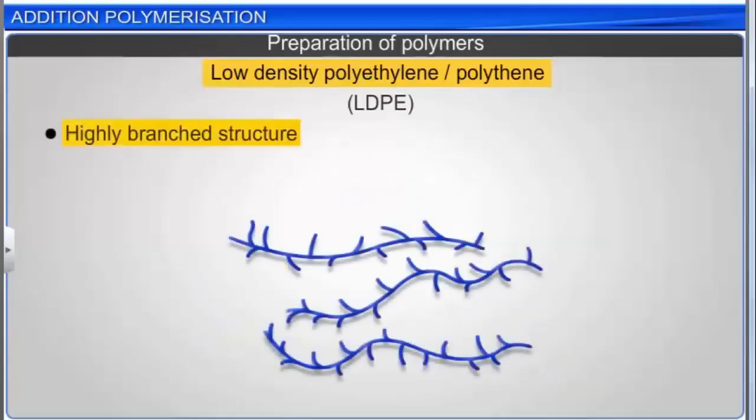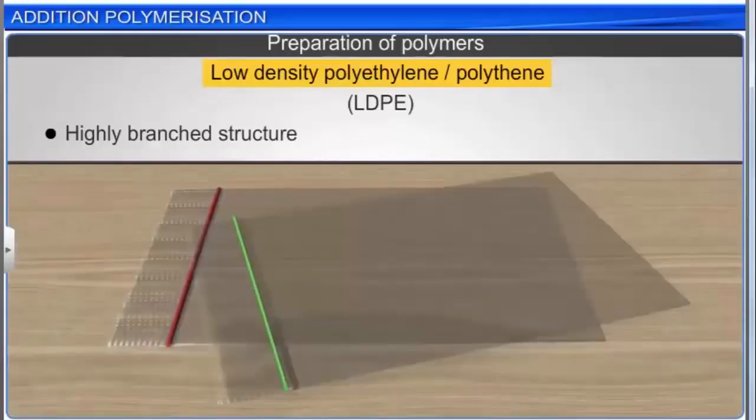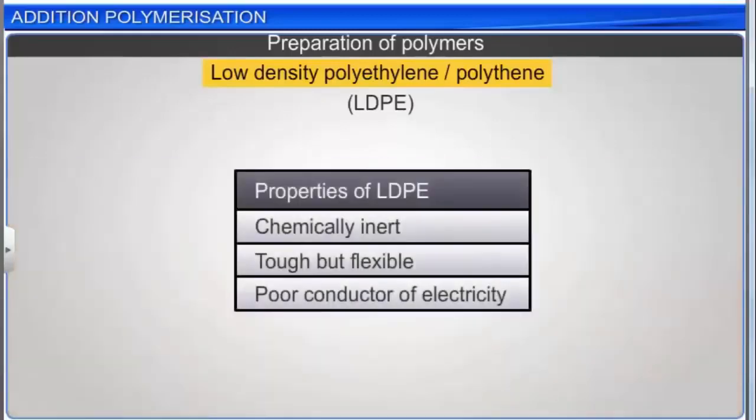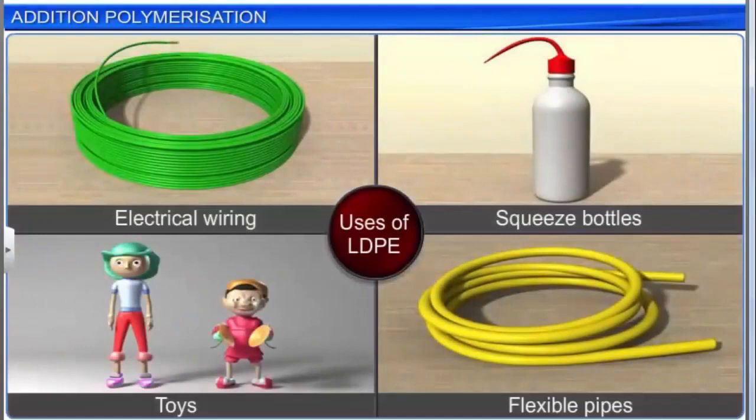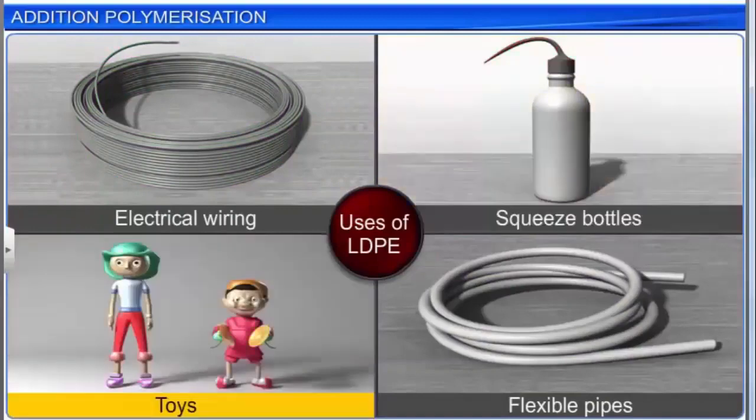LDPE is a highly branched structure, where the branches in turn may also have side chains. The branches keep the chains from packing closely together, and so the resulting plastic is soft. LDPE is chemically inert. It is tough but flexible and a poor conductor of electricity. LDPE is used to make insulation for electrical wiring, besides squeeze bottles, toys, and flexible pipes.